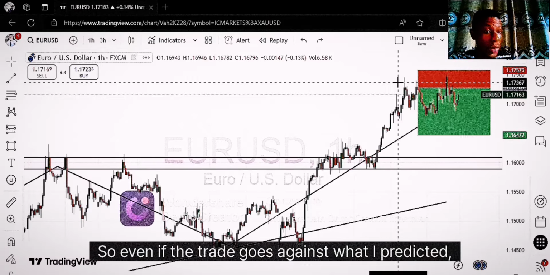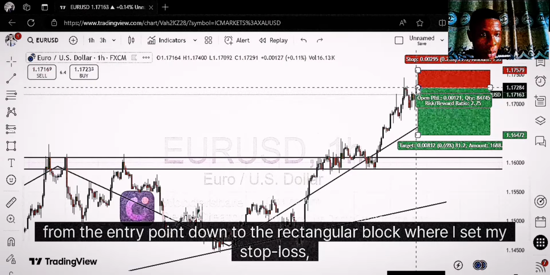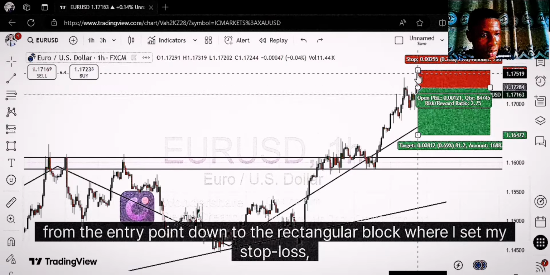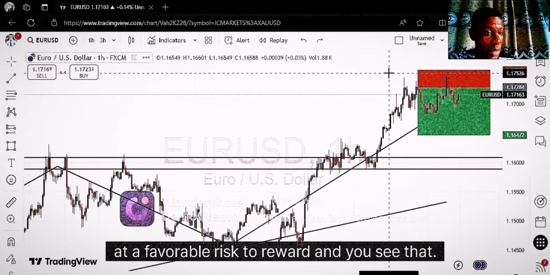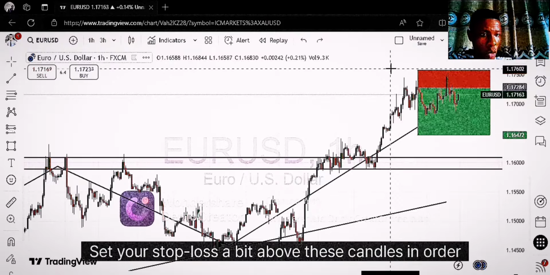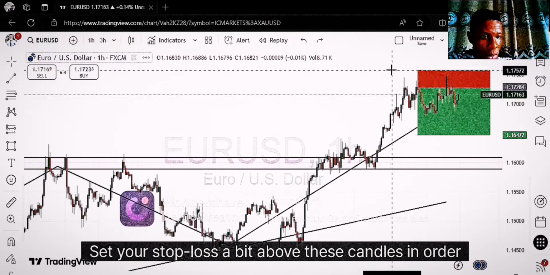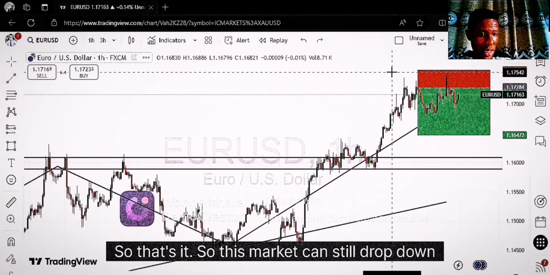So even if the trade goes against what I predicted, if you notice, calculate the number of pips from the entry point down to the rectangular block where I set my stop loss. I'm not going to lose too much because I traded at a favorable risk to reward. Can you see that? Set your stop loss a bit above these candles in order to avoid some slippage. Is that understood? So that's it.